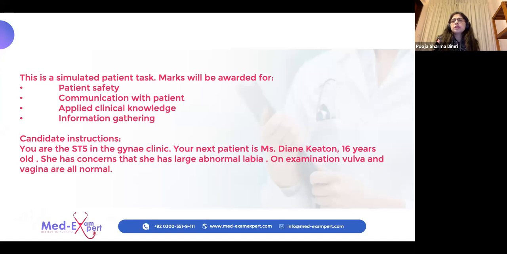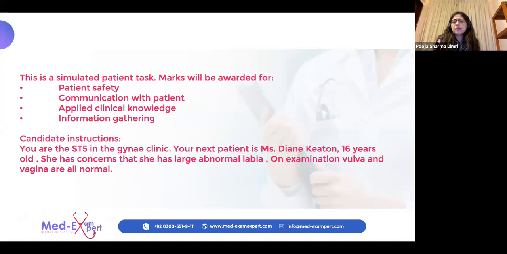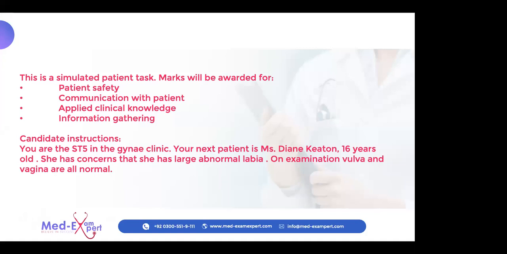And the GP told me that everything is normal, and then I said, no, I want to see a gynecologist, and now you are saying everything is normal. This is normal for this age. I am okay with surgery, and I have no problem in undergoing surgery. I know, but surgery for cosmetic enhancement of the genitals is illegal. It is included under genital mutilation, which is not legal in the UK.